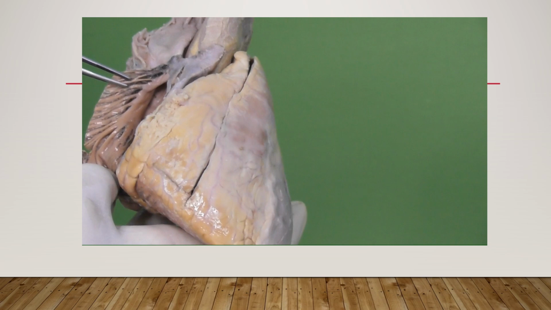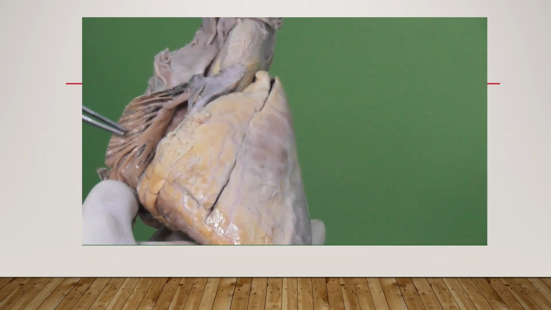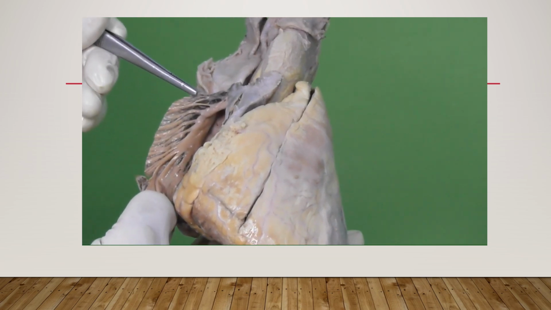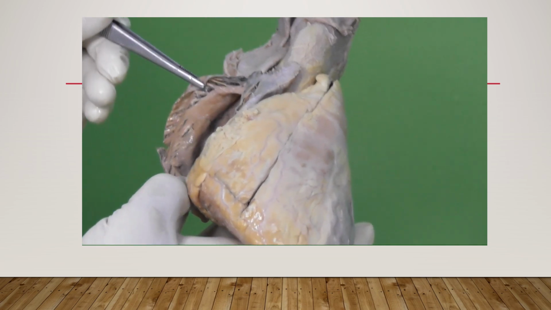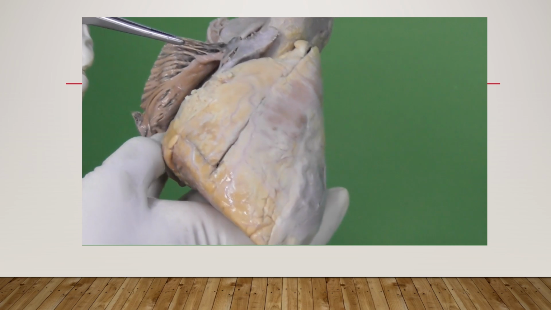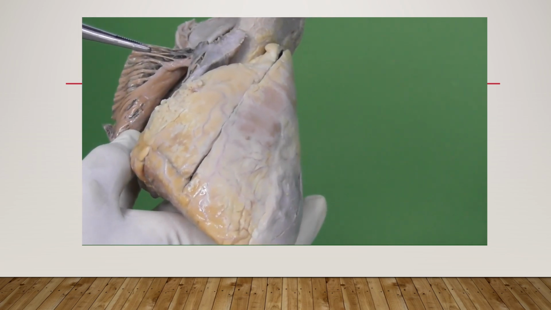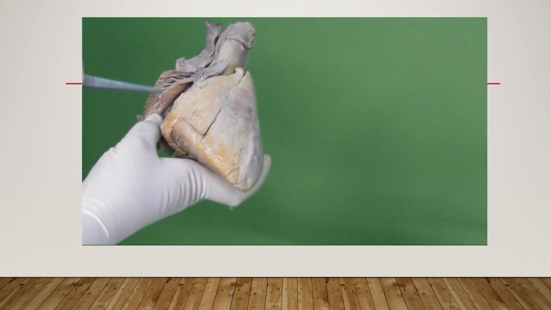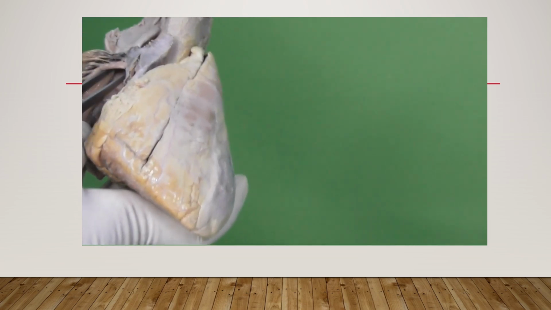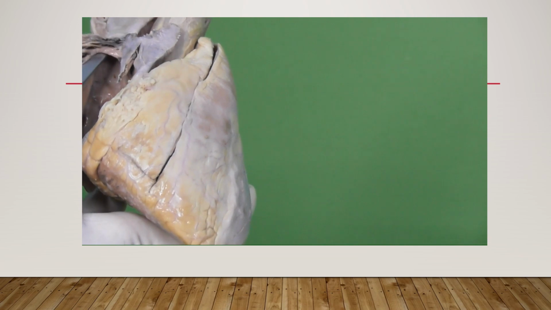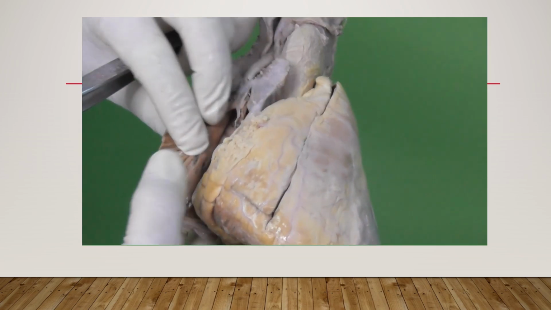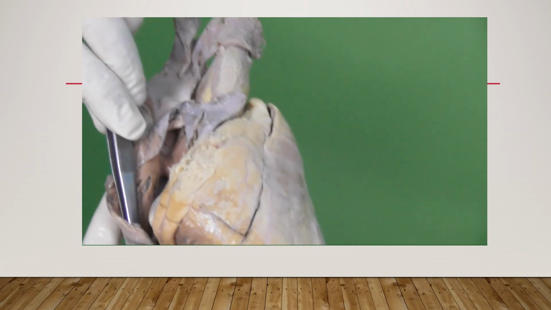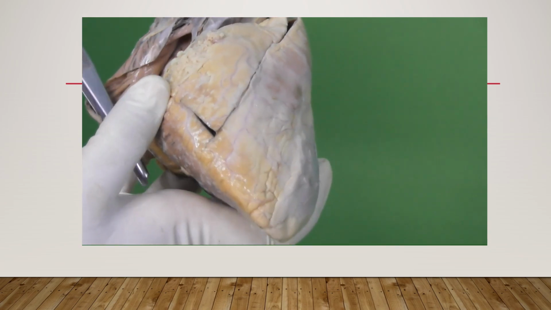Extending from this, we can see thick band-like structures which are parallel to each other. They are called musculi pectinati. So these are the features which are seen on the rough part of the right atrium. Here we have the opening of the superior vena cava. Now here we have already cut open the inferior vena cava. We can see the opening of the inferior vena cava.